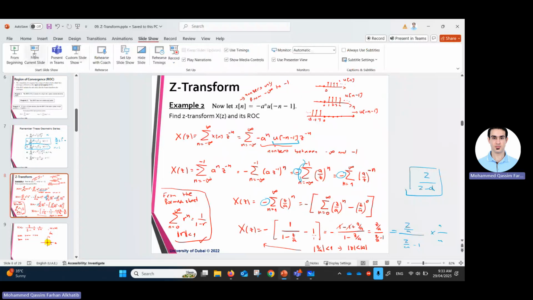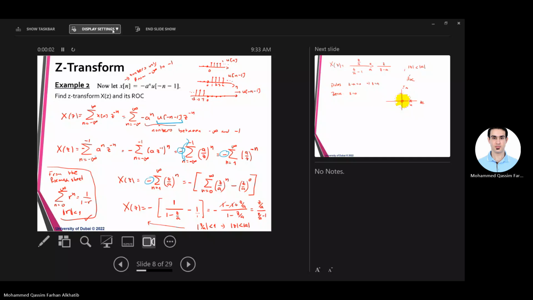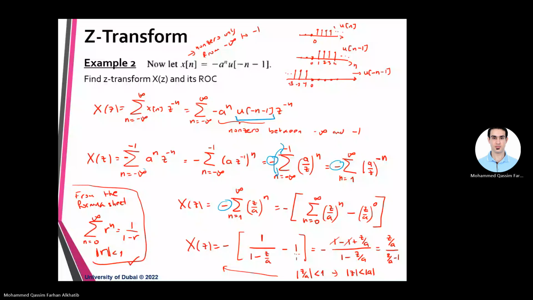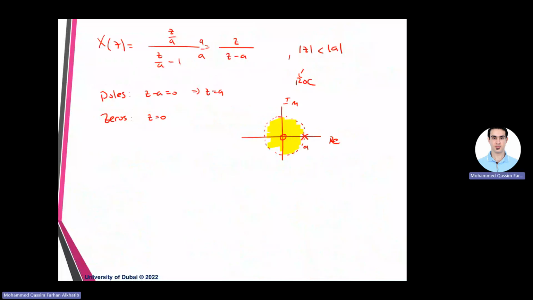Okay, let's go back to the slides. Current slide. Continuation of the solution, and here is the region of convergence. That's the real axis, so that's where a is, and that's the region of convergence for this function.